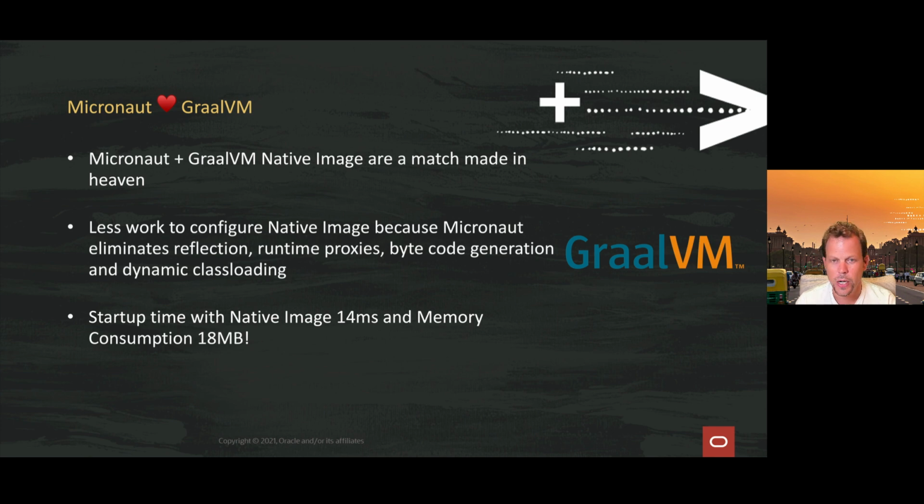Micronaut has a great relationship with GraalVM in that all of the work that Micronaut does at compilation time to eliminate the use of reflection, runtime proxies, bytecode generation, and so on, means there's less work for native image, the static analysis tool, to perform. And it can basically analyze your code without much native image configuration itself and produce native binaries that start up ridiculously fast and reduce memory consumption dramatically.